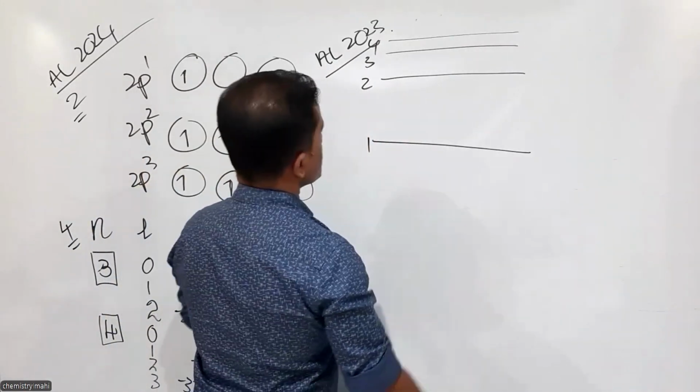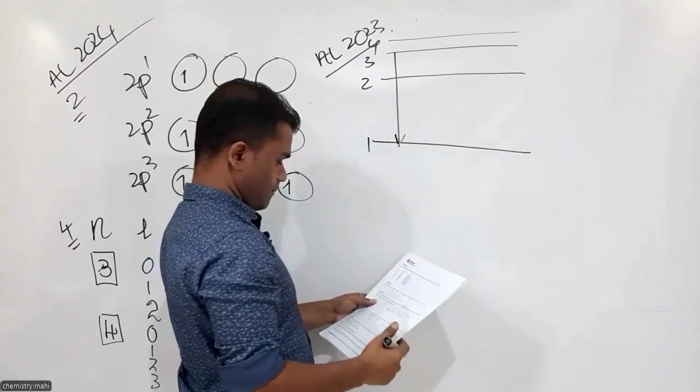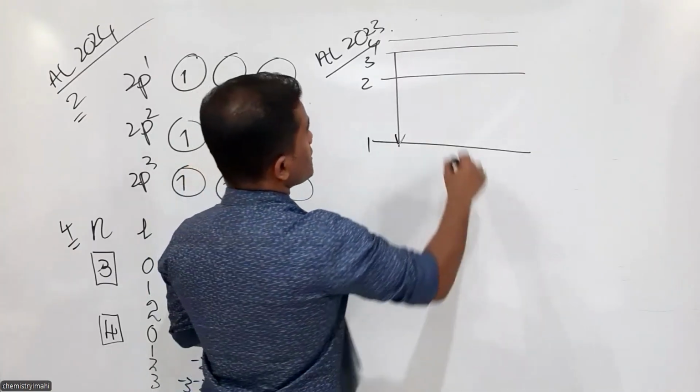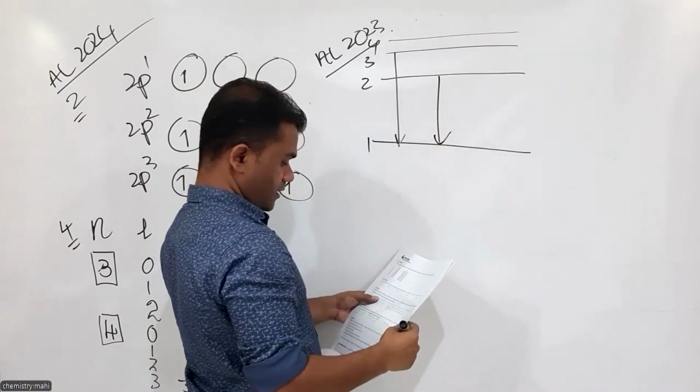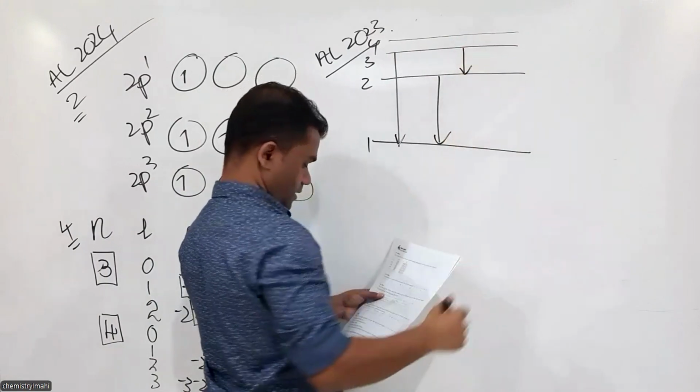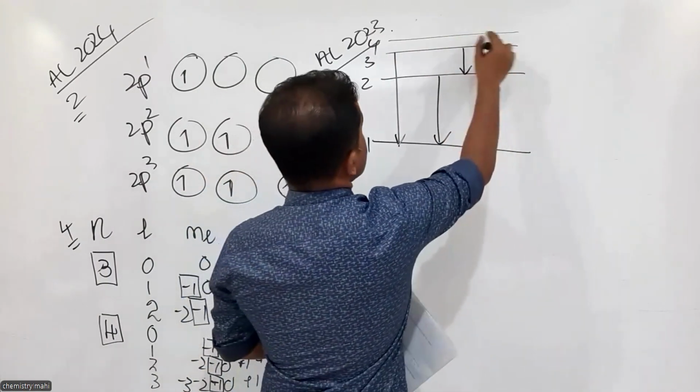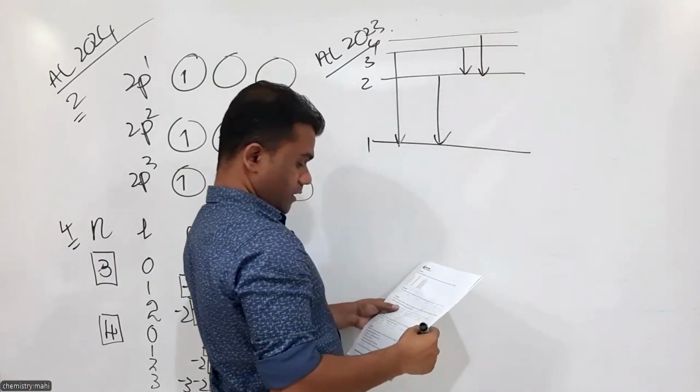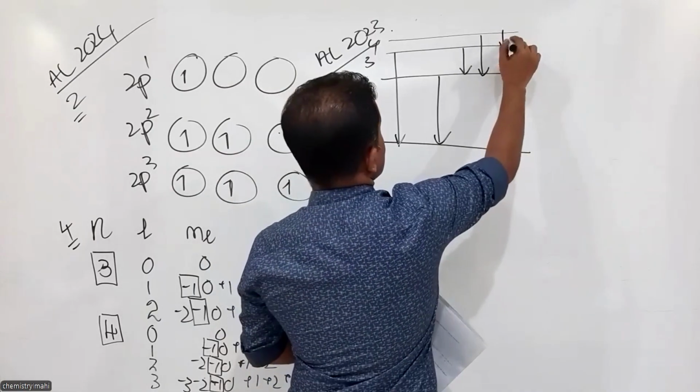That is the first transition. 3 to 1 transition is there. 2 to 1 transition is there, right? Next, 3 to 2 transition is there, right? Thereafter, 4 to 2 transition is there. Okay. Thereafter, 4 to 3 transition also there.